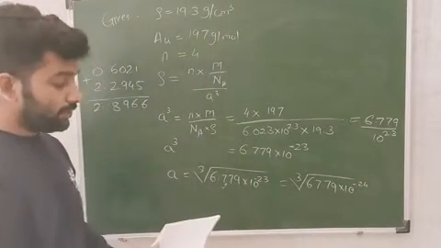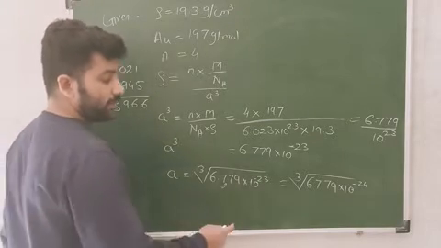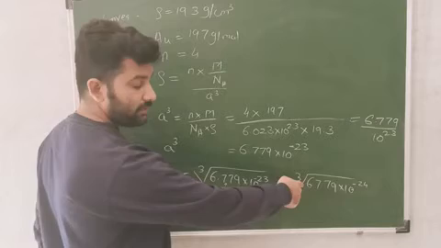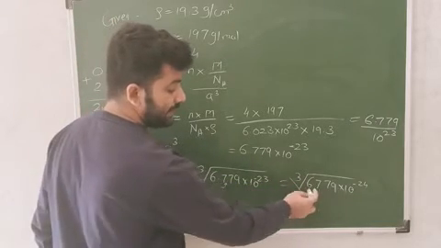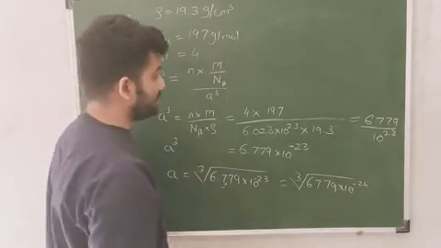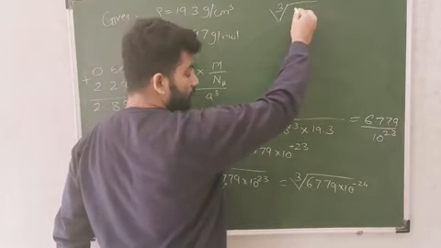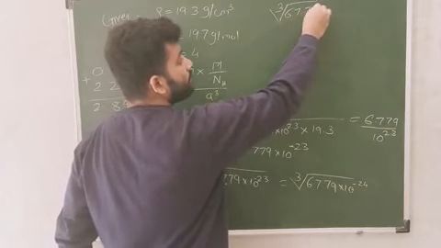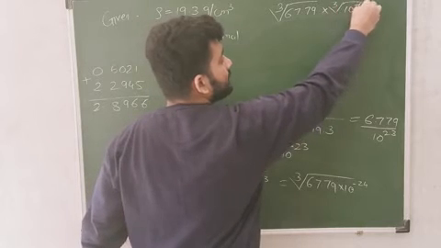Now we are going to see the cube root. While we are trying to solve for the cube root of 67, we will see the log of 67 and divide that log by 3, and then we will see the antilog of that answer. So how are we going to solve this? We are going to see the cube root of 67.79 into the cube root of 10 raised to minus 24.